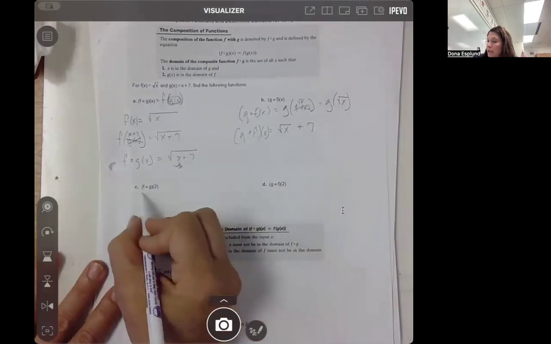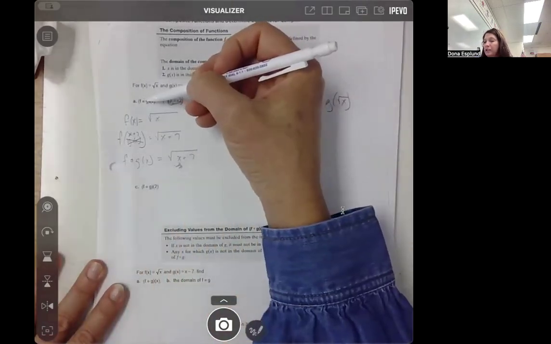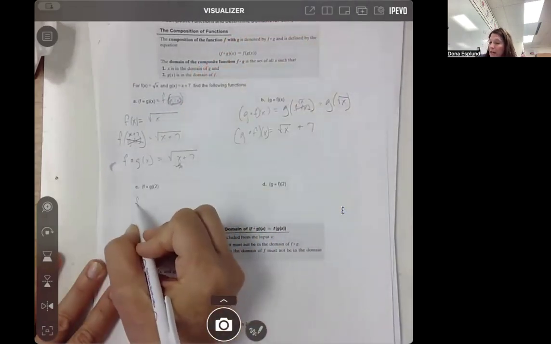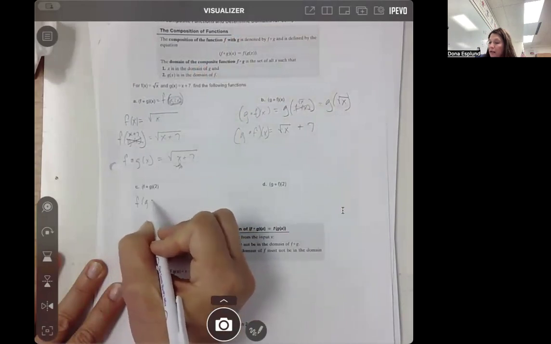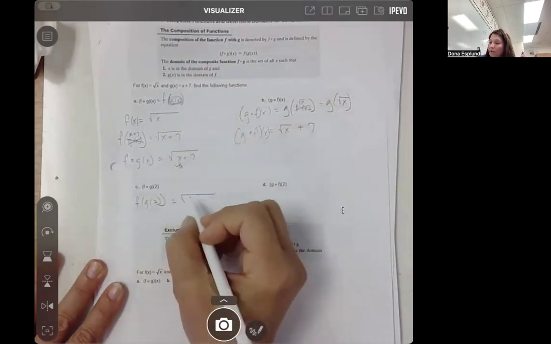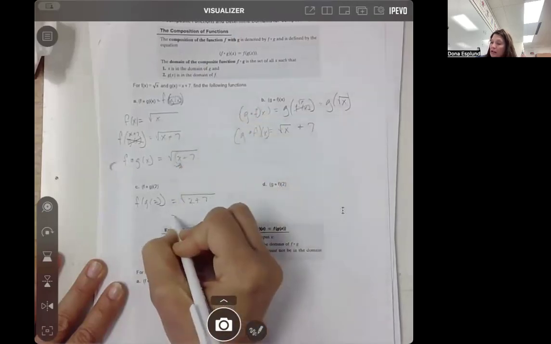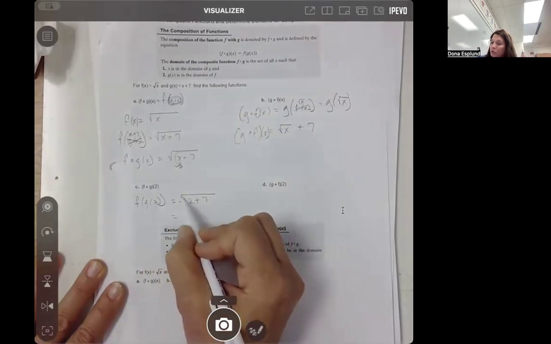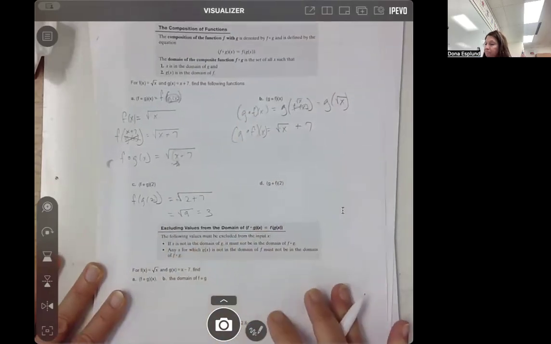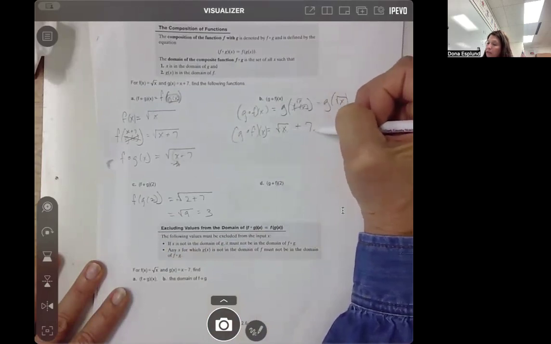Okay. So when I do f of g of 2, if I found f composite g of x, and I know that it is already f of g of 2, then it's going to be the same thing as the square root of, I'm going to replace this x with 2 plus 7, and then I can go ahead and simplify. So I have the square root of 2 plus 7, which is the square root of 9, which is 3. And I found f of g of x, which was the square root of x plus 7.